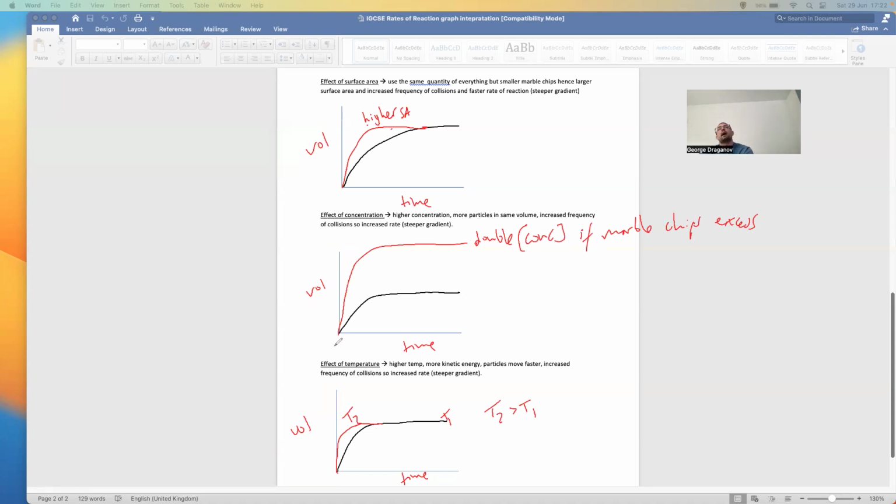However, if the acid was in excess, then the marble chips are limiting the reaction. So even if you add more acid concentration, you cannot produce more product, but you can make it faster. So then it would look the same as the other ones. So this one here would be if there's a higher concentration of acid, but the acid is in excess.